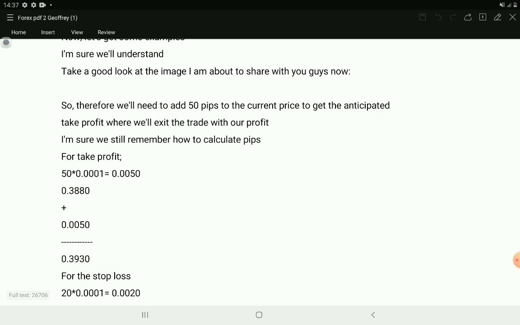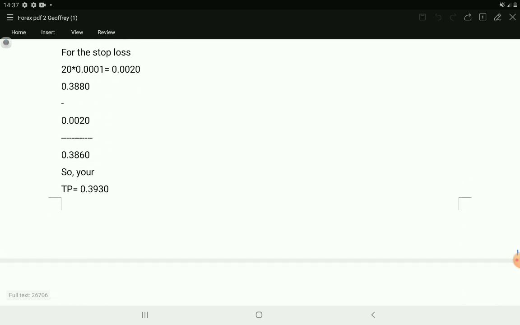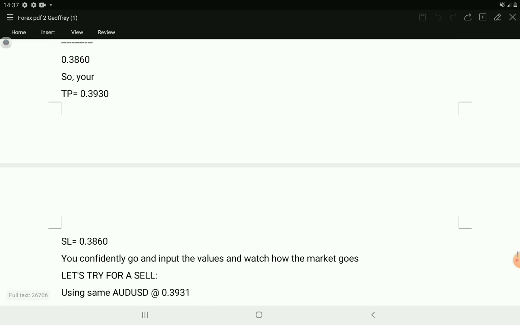Then you know how to calculate it. You can do it across any other pairs and across any other market, right? This is it. Multiply the number of pips you want to close at by 0.0001, because we said we are calculating from any number after the 4 decimal places, right? This is another example. You can follow that example. You can do a lot of examples by yourself.